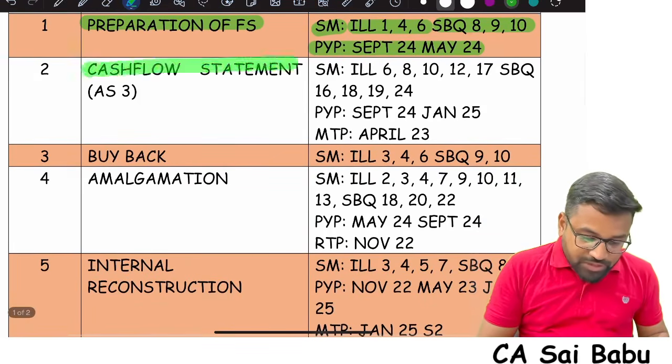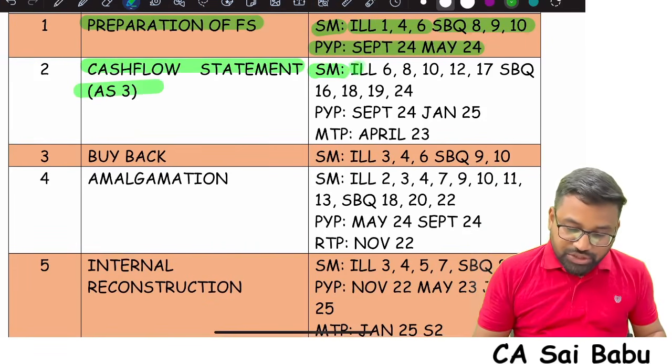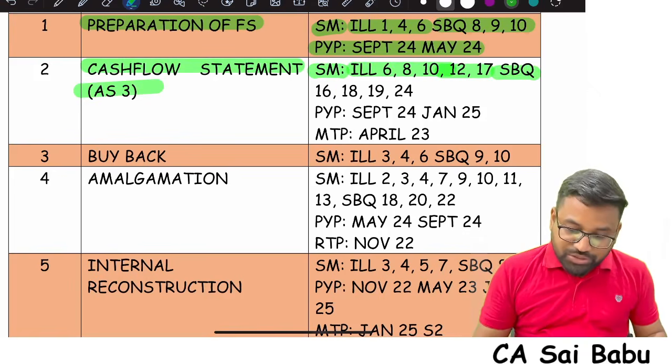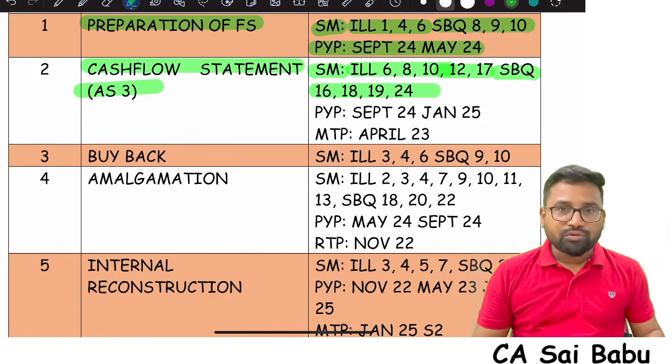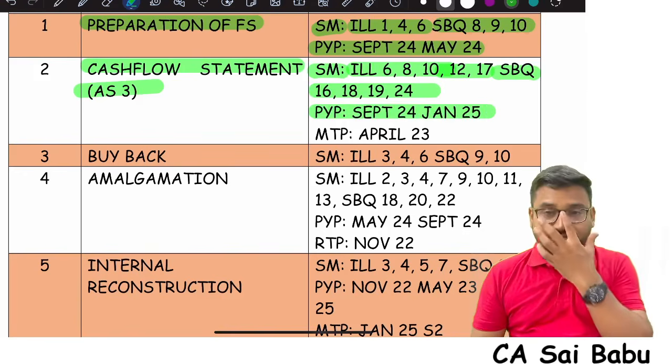Now, take the cash flow statement chapter, AS 3. Go to study material, illustration 6, 8, 10, 12, 17, solve it. Scenario based question 16, 18, 19, 24. Previous year paper, September 24, January 25.